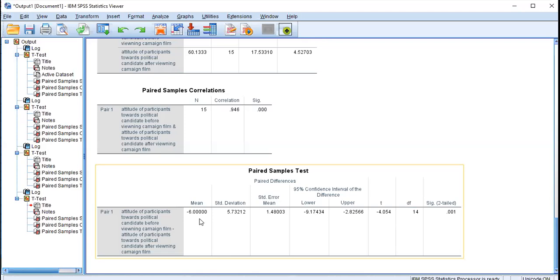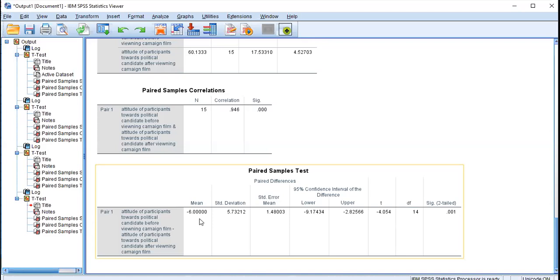It will be: is there a difference in the attitude level of participants towards the political candidate before and after watching the campaign film? Question mark. So that becomes the research question. Coming to part C, we have to do the hypothesis testing.